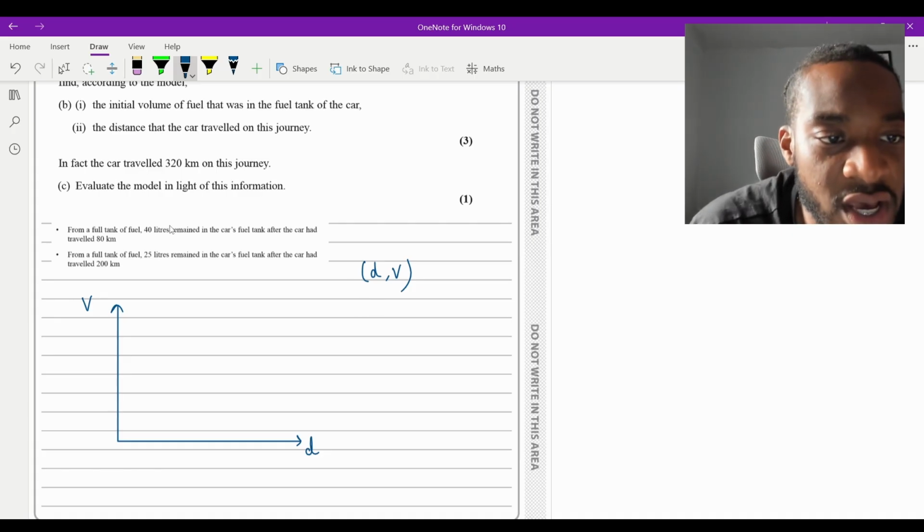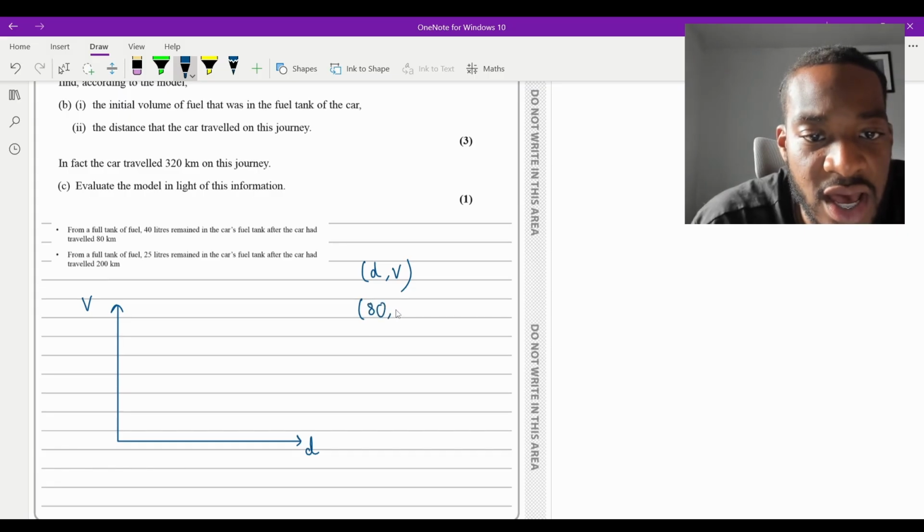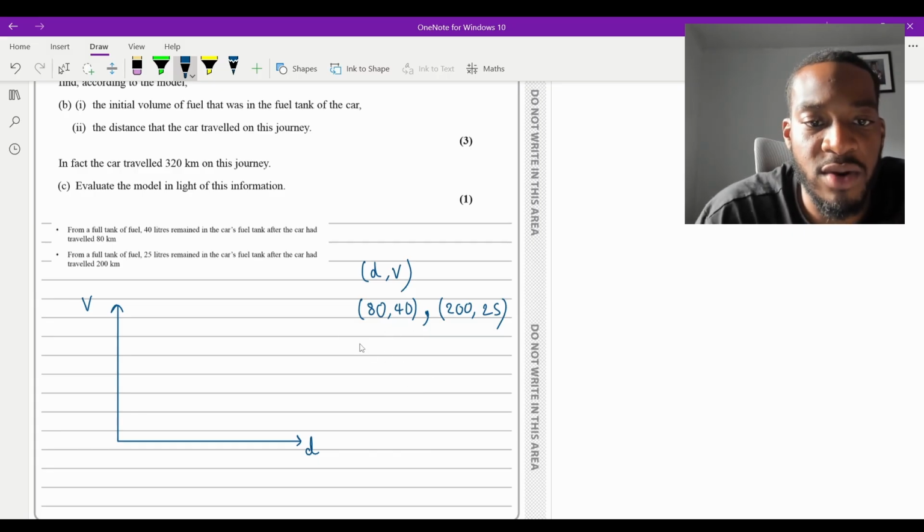Now let's use those bullet points. It says from a full tank of fuel, 40 liters remained in the car after traveling 80 kilometers. So what I'm going to say is that we have the first coordinate to be 80 for D, 80 kilometers, and 40 liters. So we've got that there. And the second pair is going to be 200 for D and 25 for V. Now we need to find an equation for this model. Remember, generally it's going to be y equals mx plus c, but we're not dealing with y and x. We're dealing with v and d. So it's going to be v is equal to m d plus c.